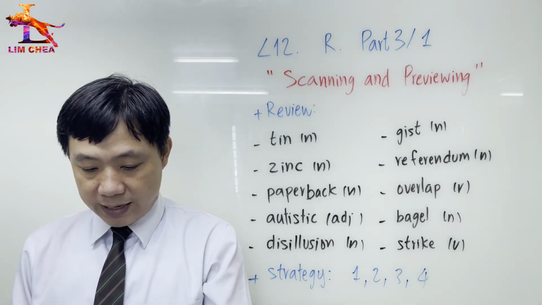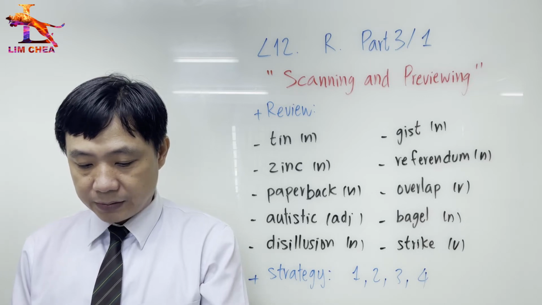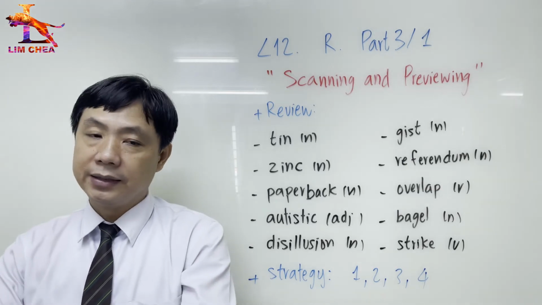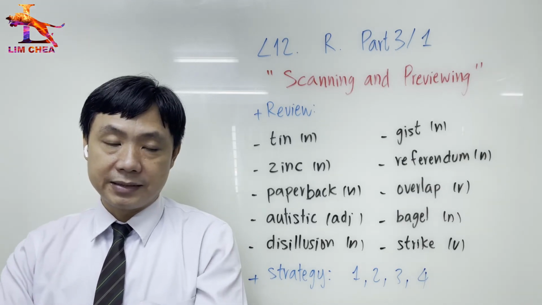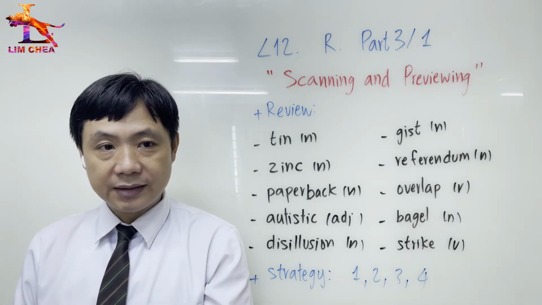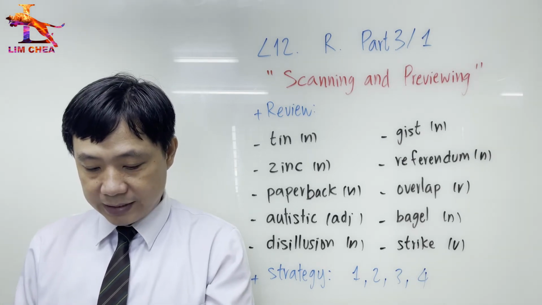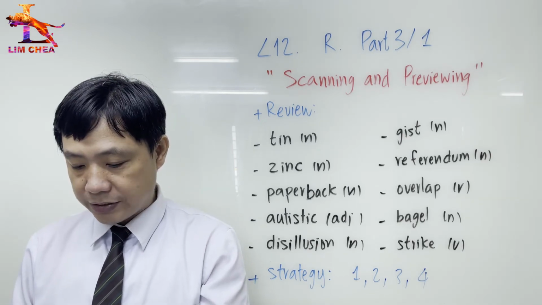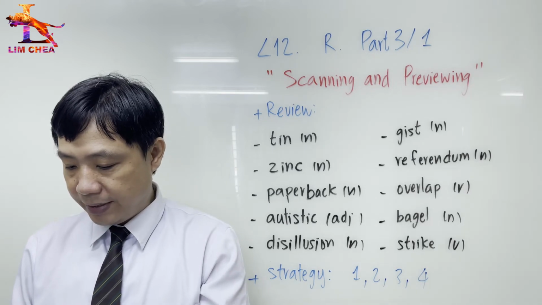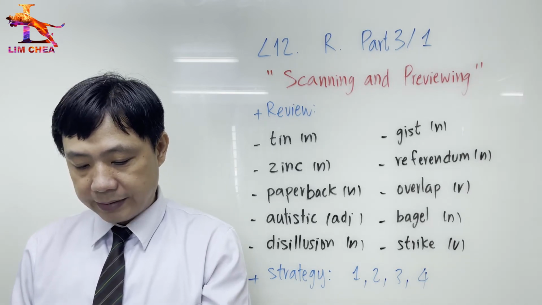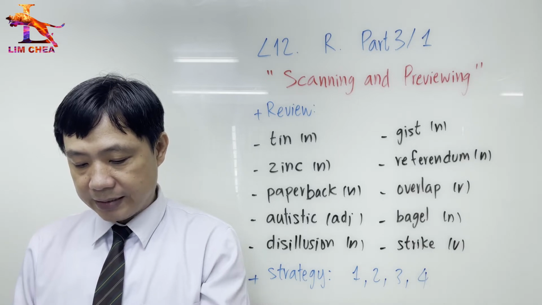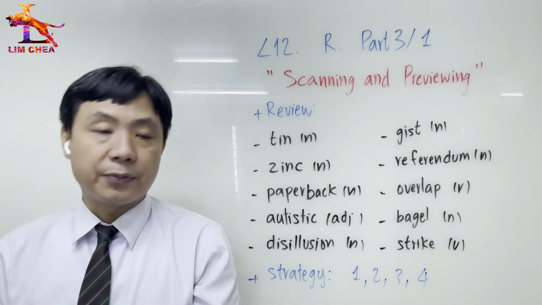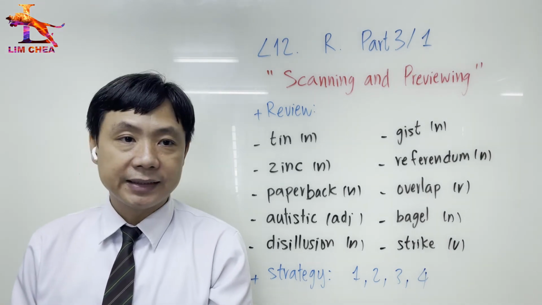Okay, and another one is overlap. It is partly coinciding in time. We can say coincide, right? And the next word is bagel, a bread roll in the shape of a ring made by boiling dough and then baking it. We can say roll-shaped bread. Especially foreigners like it.